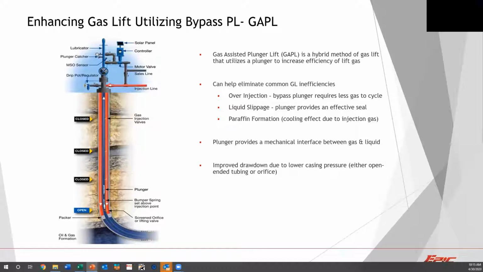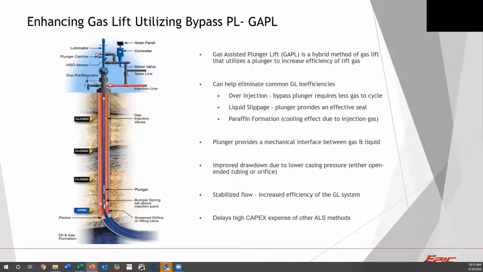Since we're able to improve the drawdown, because we're able to reduce the slug effect, we're going to start seeing our casing pressure drop, which in turn is going to reduce that drawdown and give us more production. And then by keeping all of our fluid and gas moving more efficiently, we're also able to see a much more stabilized flow from the well, which in turn helps increase the overall efficiency of the gas lift system.